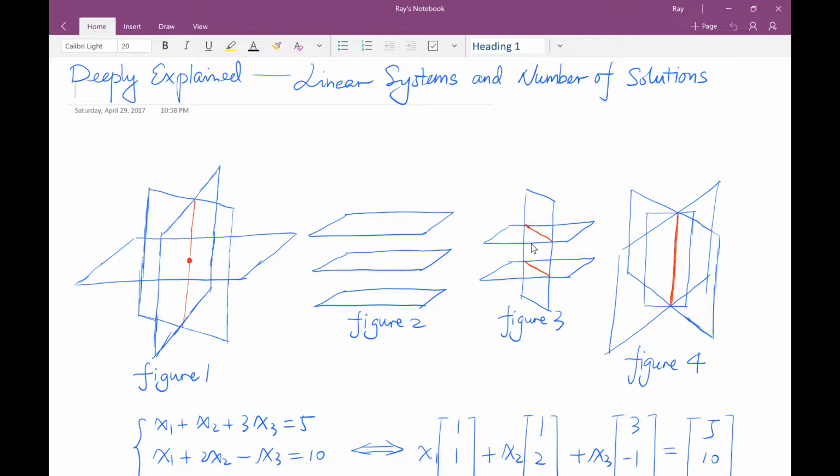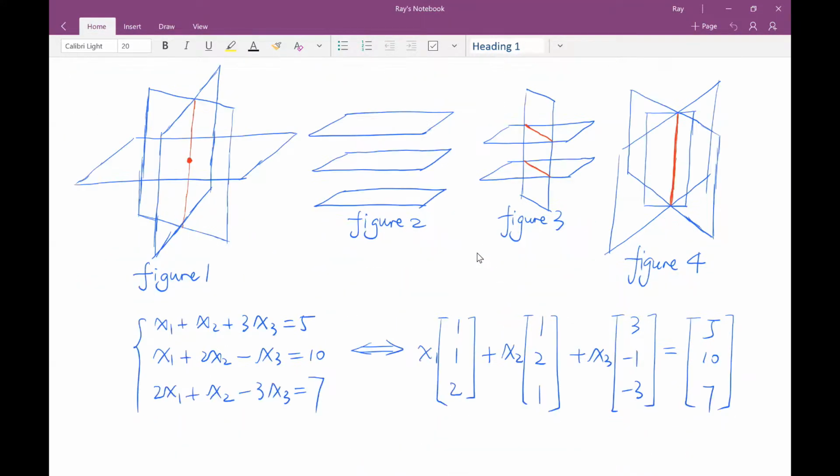For example, with a three-variable, three-equation linear system, each equation represents a plane. If the three planes are positioned as in figure 1, the system has one solution. If they are positioned as in figure 2 and 3, there is no solution. If they are positioned as in figure 4, there are infinitely many solutions.